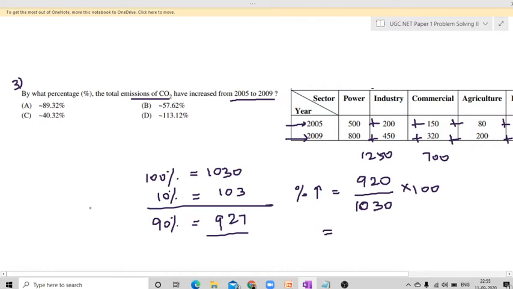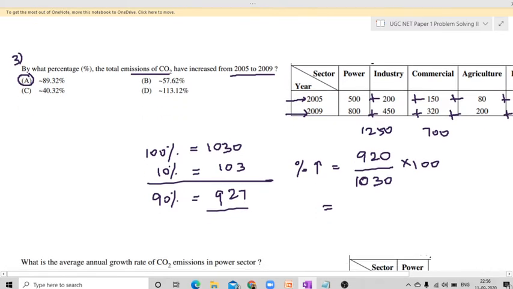That means it has to be something less than this 90%, which is exactly what is seen in option A, which is 89.32. And no need to get the exact value, that is not at all necessary. Why? Because we have the other options: option B says 57.62, option C says 40, option D says something more than 100. So by looking at the options itself, we can approximate and get the answer very easily. This is how we can save the time. Anyways, option A, 89.32 is the answer for our third question.